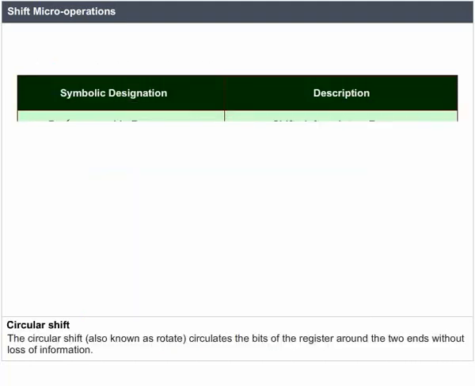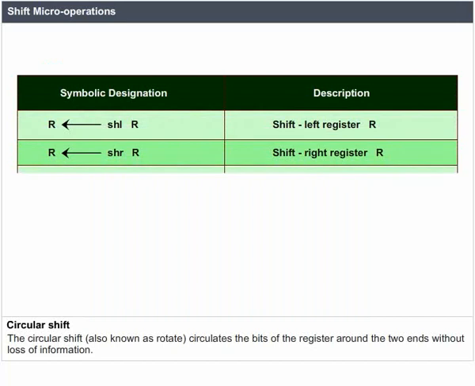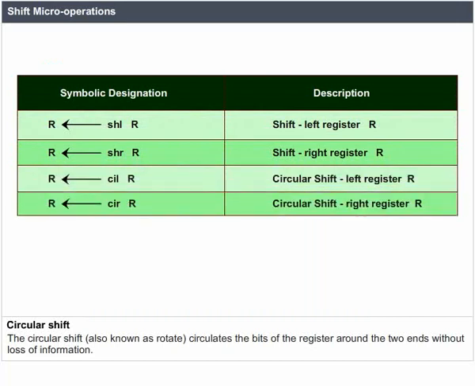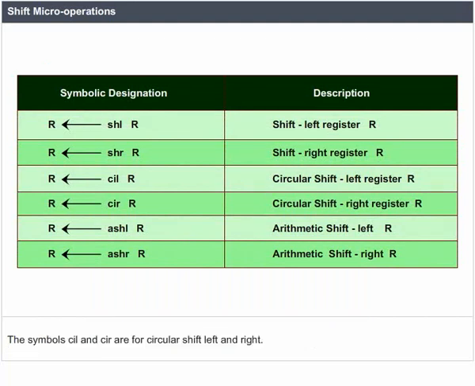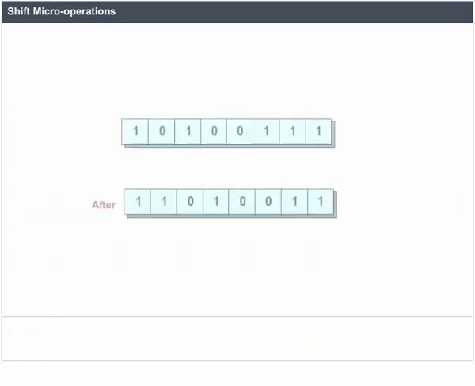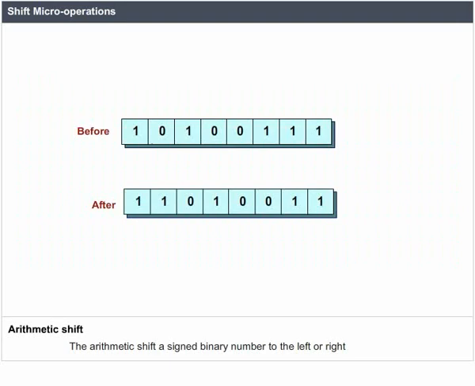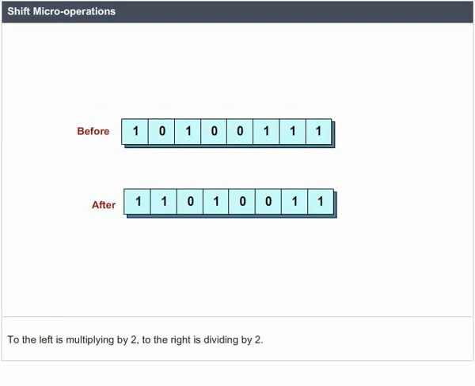Circular shift. The circular shift, also known as rotate, circulates the bits of the register around the two ends without loss of information. The symbols CIL and CIR are for circular shift left and right. Arithmetic shift. The arithmetic shift shifts a signed binary number to the left or right. To the left is multiplying by 2, to the right is dividing by 2. Arithmetic shifts must leave the sign bit unchanged.